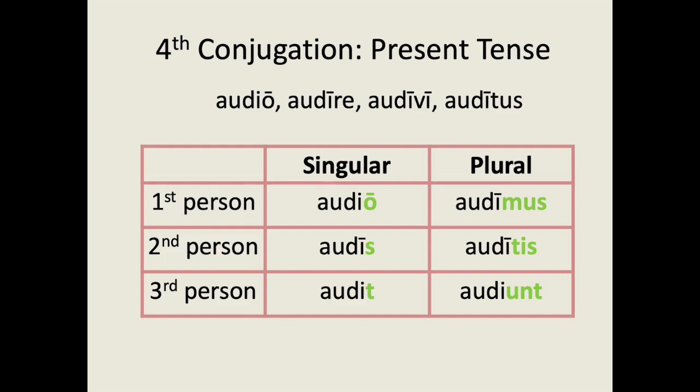Notice how the first person singular form of audio is very similar to that of the third conjugation variant io verbs such as facio and capio. Also notice that much like amo, the first person plural and second person singular and plural forms contain a long vowel, whereas audit and audiunt, the third person singular and plural forms, have a short I vowel.